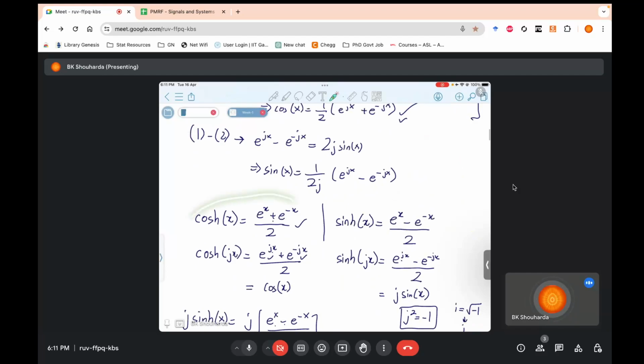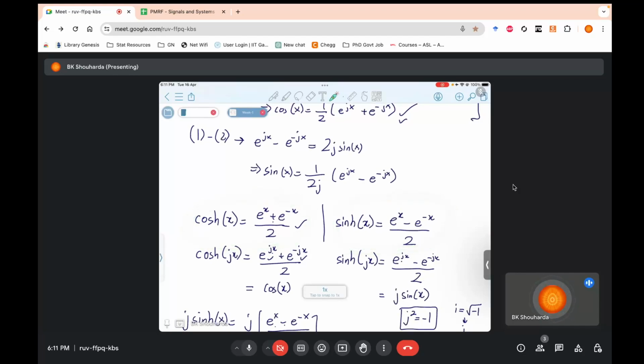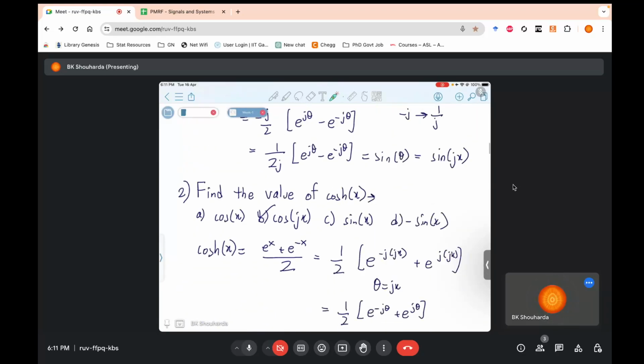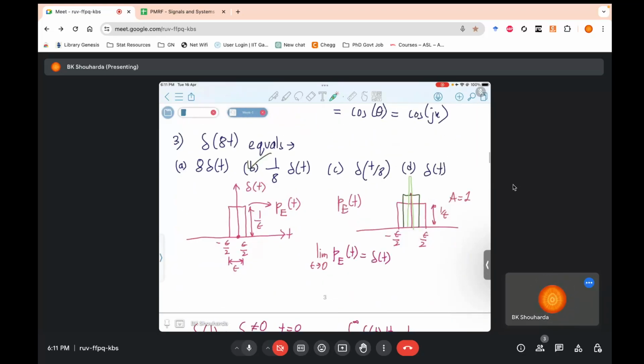Cos hyperbolic x is e to the power x plus e to the power minus x by 2. Sine hyperbolic x is e to the power x minus e to the power minus x upon 2. This is cosine hyperbolic jx, and basically this is cosine of x, and the same goes for sine hyperbolic of jx. Once you know each of these important individual formulas, you will be able to solve anything and everything. Same goes with this one.